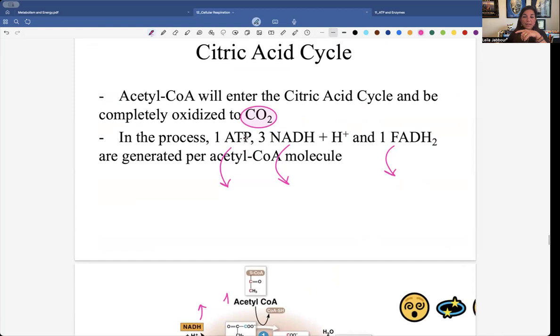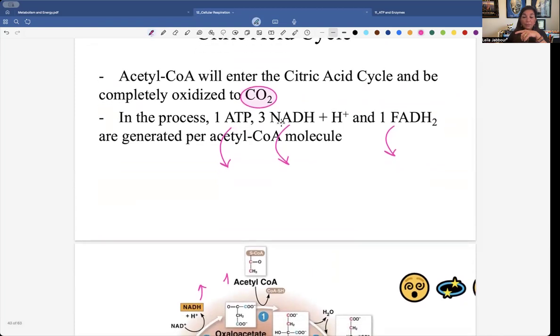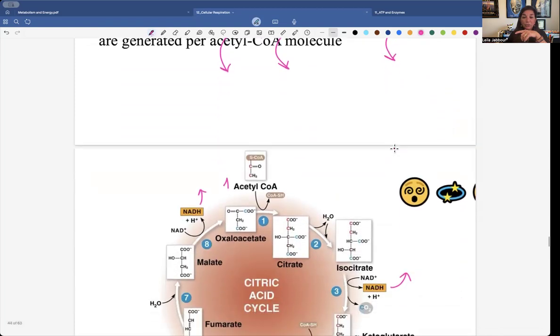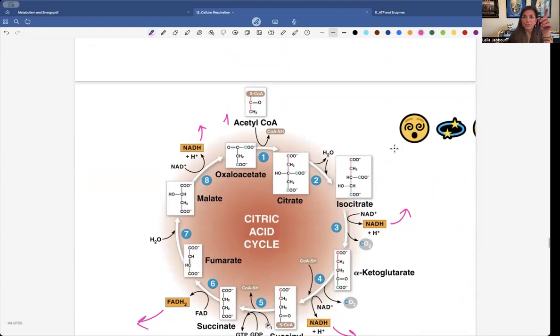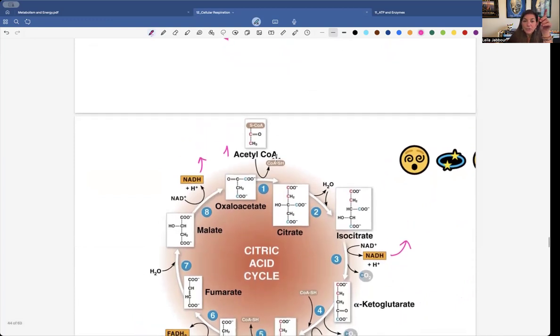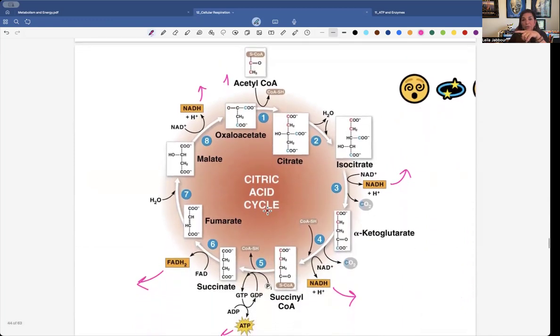So the citric acid cycle will produce one ATP, three NADH, and one FADH2 for every one acetyl-CoA. Remember, we have two acetyl-CoA to deal with, so all this doubles up. For every acetyl-CoA that comes into the cycle, that's what comes out of the cycle.